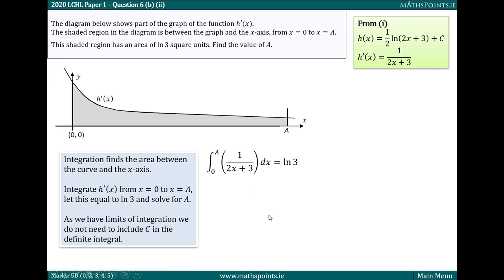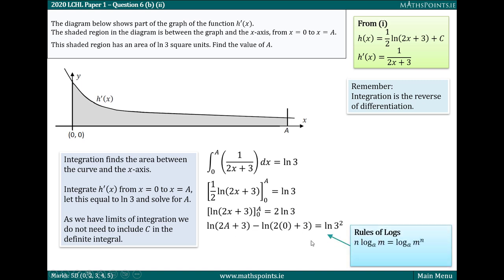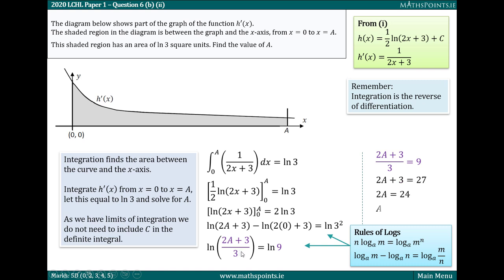So the integral of 1 over 2x plus 3 was the original function, which was half of log 2x plus 3. In this example, I multiplied both sides by 2, and then I subbed in the a and the 0, and I brought the 2, the number in front of the log, up as a power. The log of 2a plus 3 minus the log of 3, we can just divide those, and then we let the terms inside the brackets of the log equal each other. So 2a plus 3 over 3 is equal to 9, 2a plus 3 is 27, 2a is 24, and a is equal to 12.